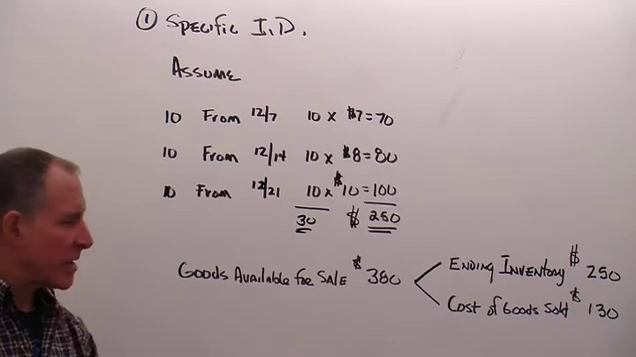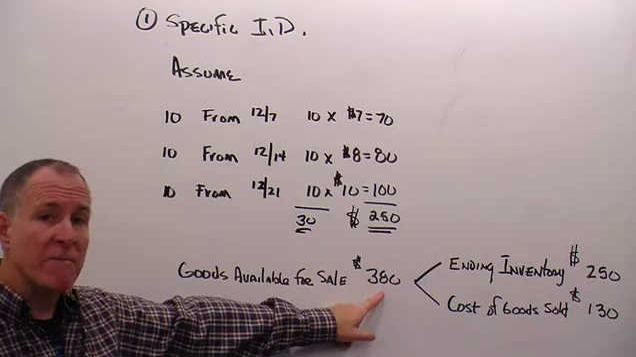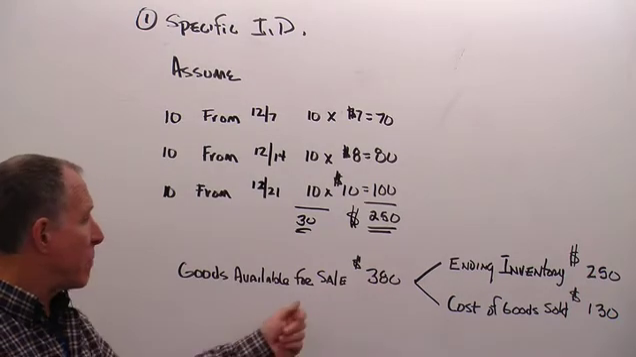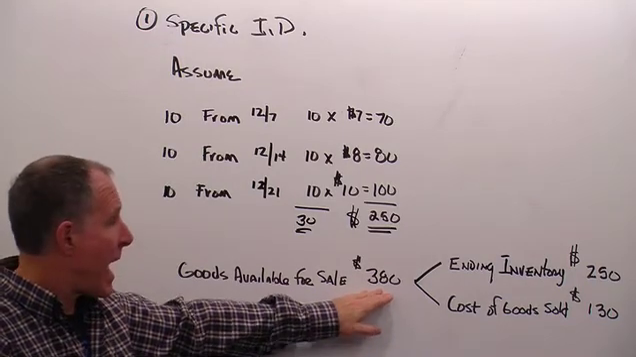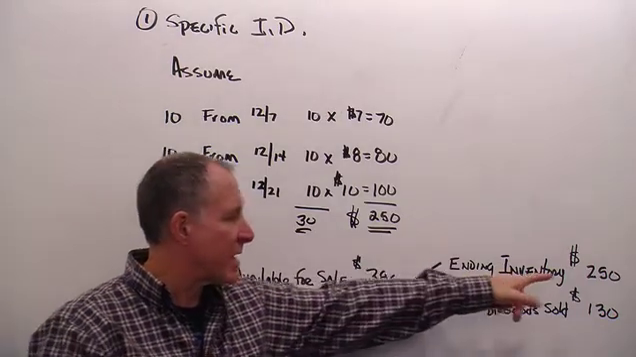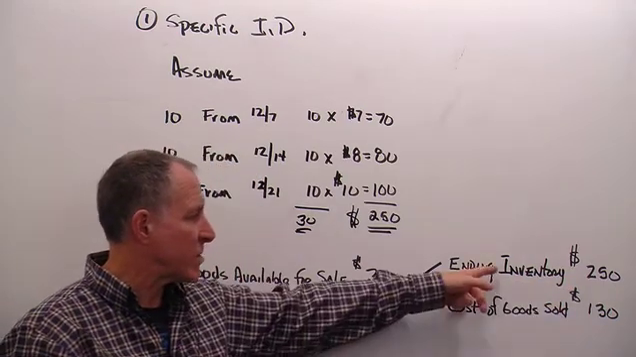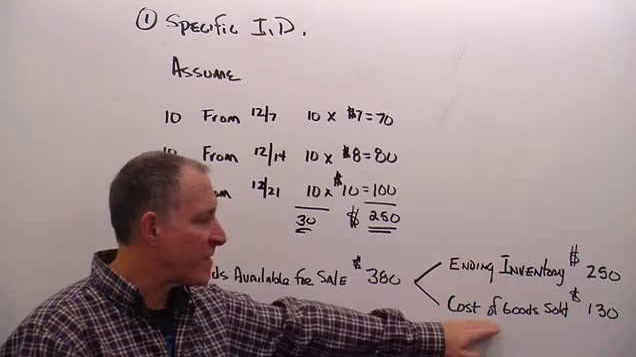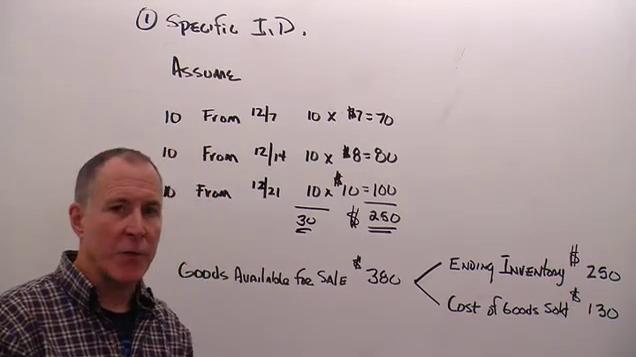Now, I just calculated out what I still have. So if I had available for sale $380 worth of goods, and that was a total of 45 units, I have 30 units that are still with me, and I just calculated out that that's $250. So if you take the 380 less what you still have, 250, that means the 15 units that you sold have a cost associated with them of $130.